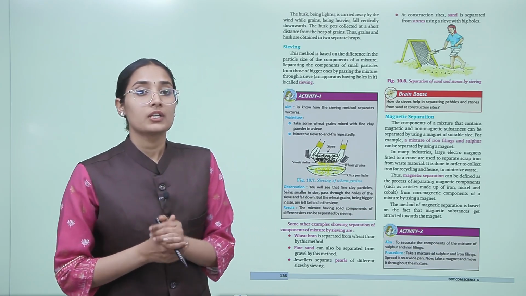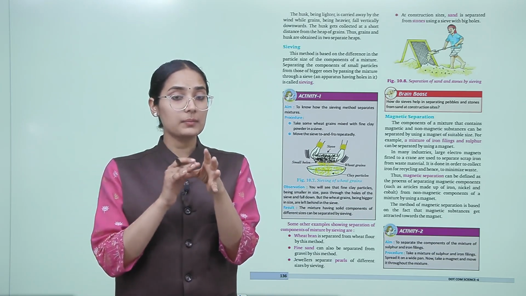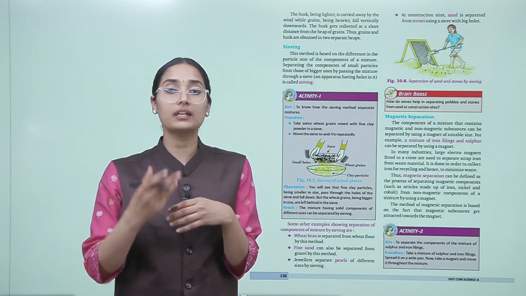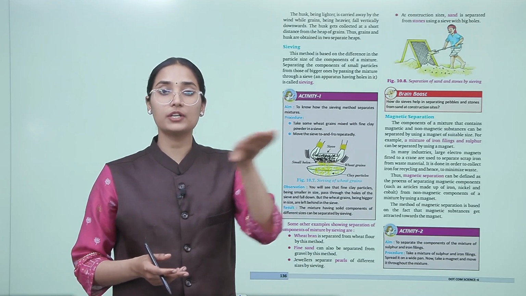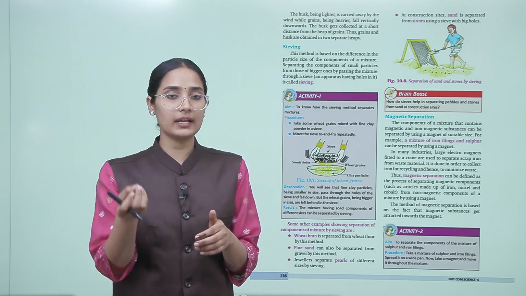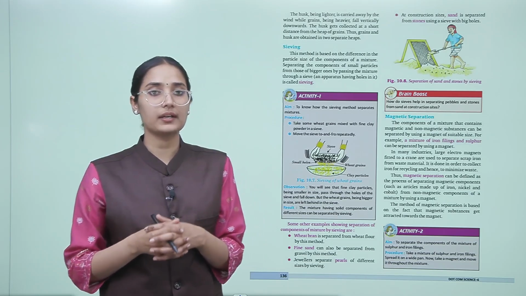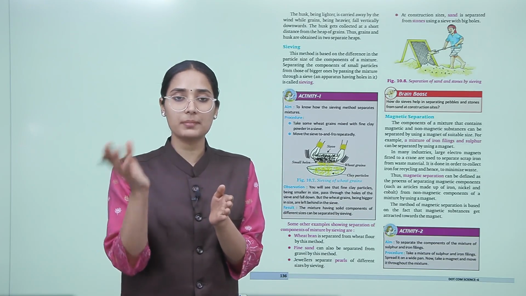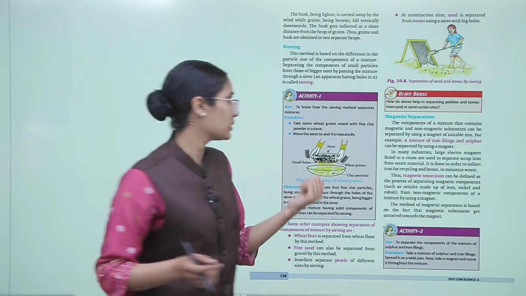So see, when the mixture of husk and grain falls from a height, the husk, being lighter, falls apart due to the wind, and the grain, being heavier, falls downwards. This leads to the separation of grains and the husk, okay.